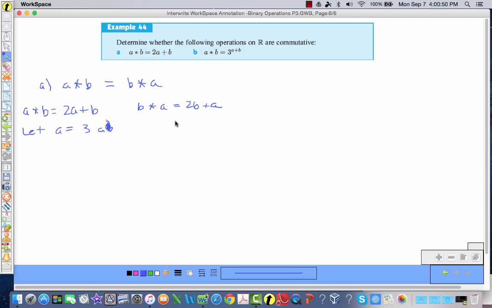Oops, why is that not working? Let me erase that, please. I don't know why it's not working. I'll have to do that. Let's do this.